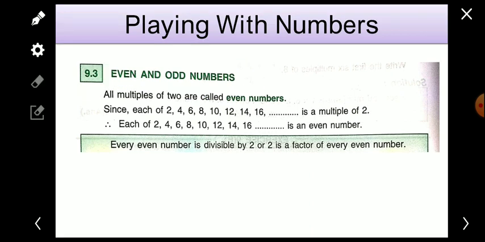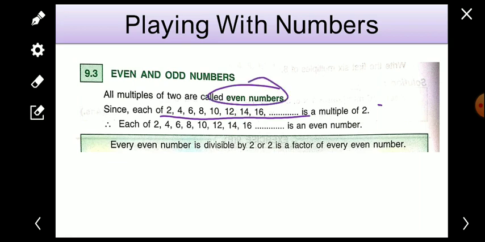Already we know that in the junior classes also we have learnt these things. So let's start: all the multiples of 2 are called the even numbers. Multiples means what? The numbers which can be divided by the given number. So multiples of 2 means the numbers which can be divided by 2, like 2, 4, 6, 8, 12, 14, 16. These are the multiples of 2. It means these are the even numbers.